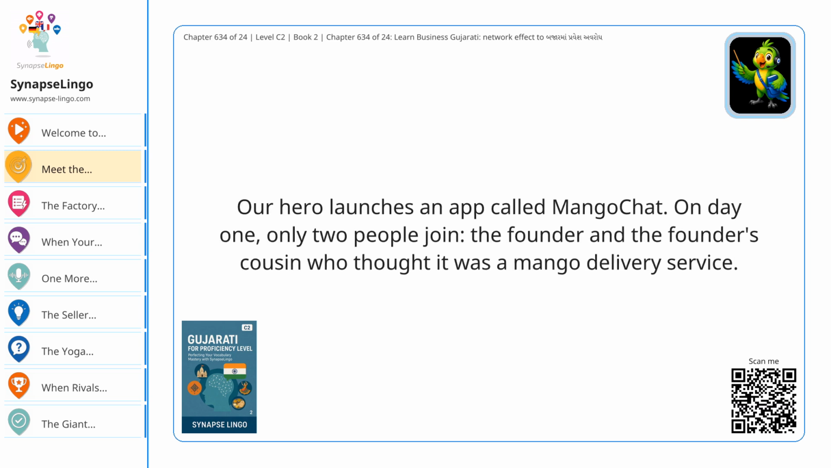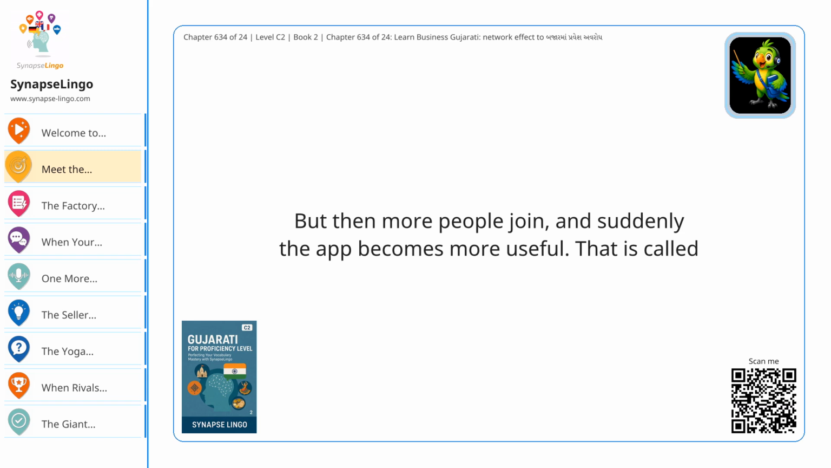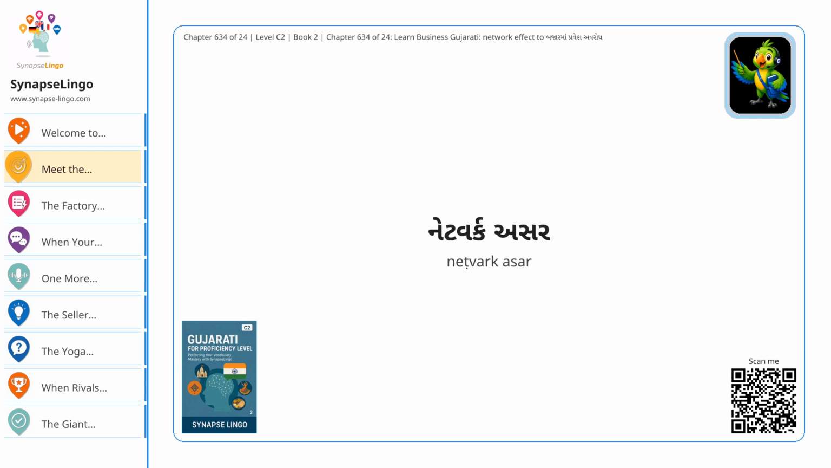Our hero launches an app called Mango Chat. On day 1, only 2 people join, the founder and the founder's cousin who thought it was a mango delivery service. But then more people join, and suddenly the app becomes more useful. That is called નેટવર્ક અસર.